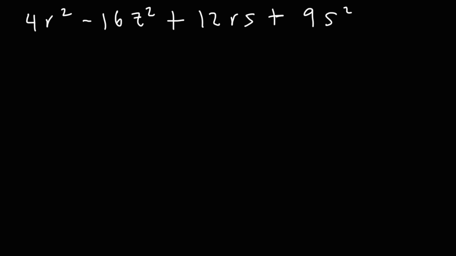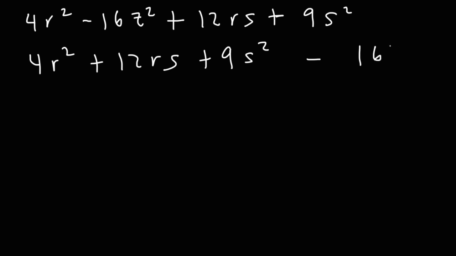The best thing we can do is rearrange it for now. So let's write it this way: 4r squared plus 12rs plus 9s squared, and then minus 16z squared. What you need to identify is that what we have here is a perfect square trinomial. You could take the square root of 4r squared and you could take the square root of 9s squared. The square root of 4 is 2, the square root of 9 is 3. If you multiply 2 and 3, you get half of 12, which tells you this will work as a perfect square trinomial.